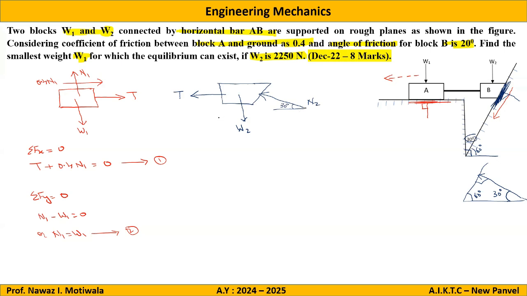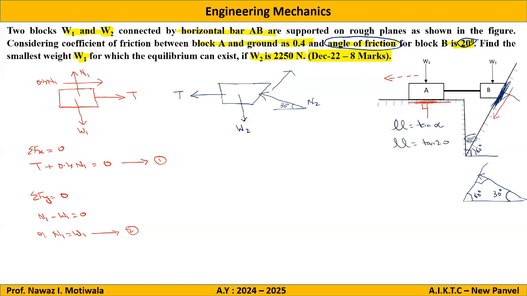Then the last force is the friction force. As this is moving on an inclined plane down the plane, the friction force will be up the plane. So the friction force will be shown up the plane with a value of mu multiplied by N2. Here mu is also not given directly, but we are given in the question that the angle of friction is 20 degrees. And we know that mu is equal to tan alpha.